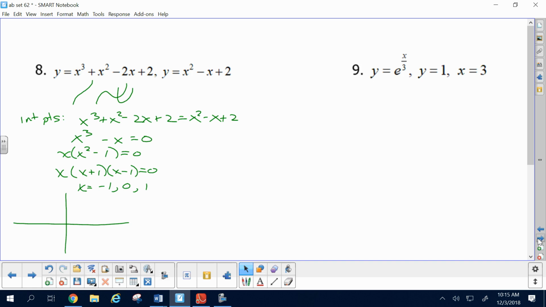How am I going to get 3 intersection points out of that?